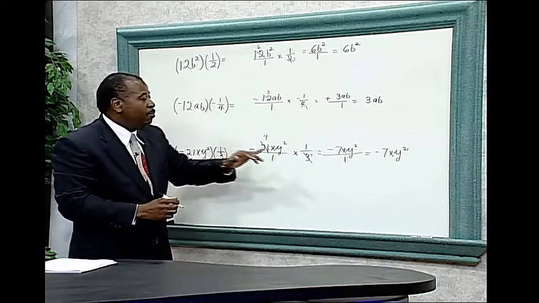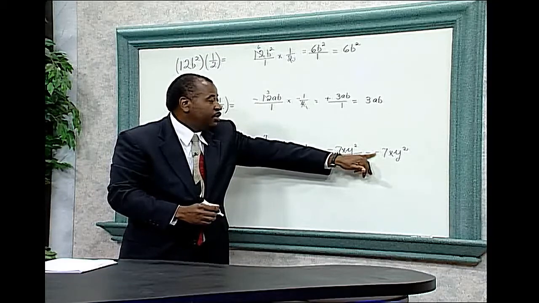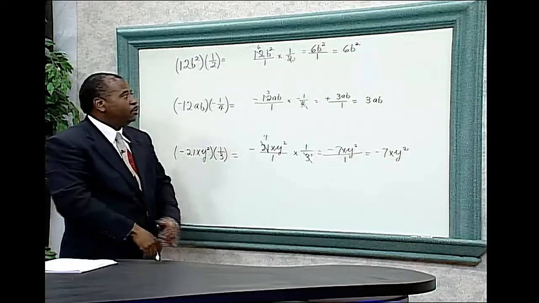In this particular problem, we must make sure that the negative remains with the answer. The final answer is negative 7xy to the second power.